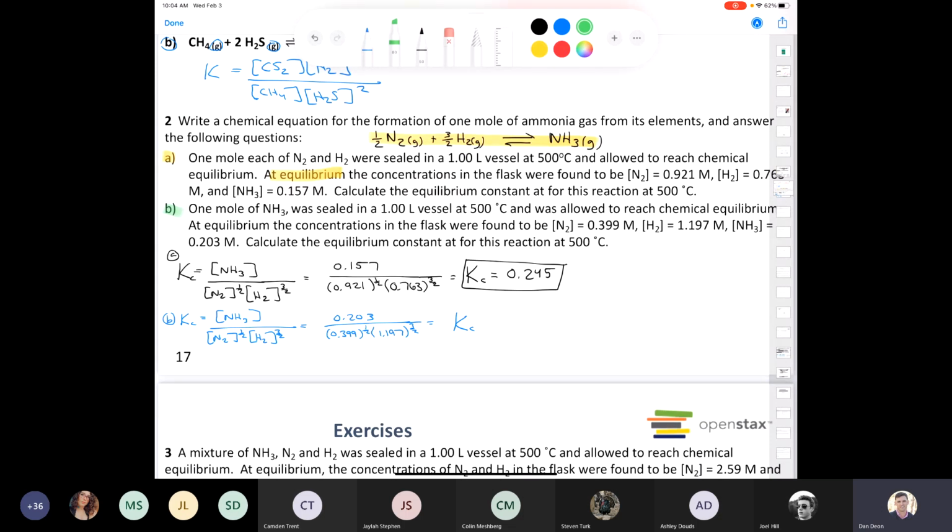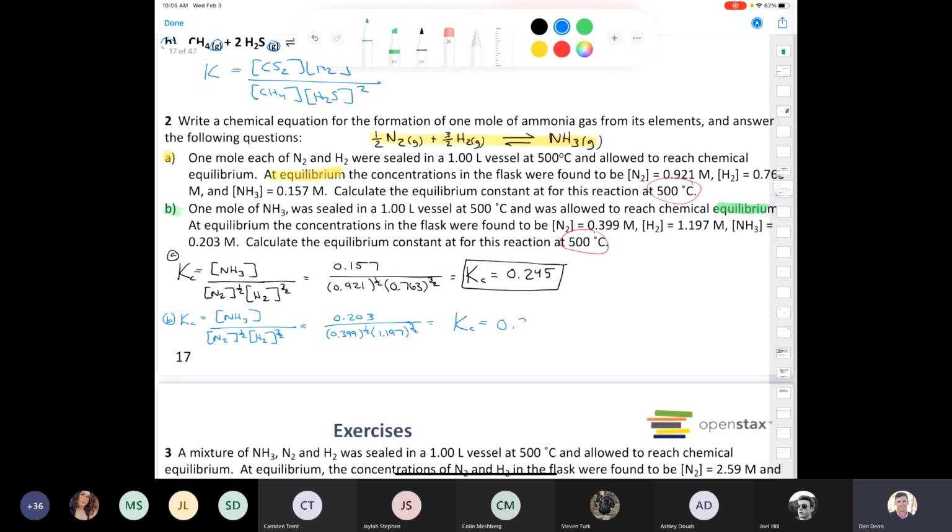It says 1 mole of ammonia was allowed to reach chemical equilibrium. Both reactions are done at 500 degrees Celsius, the exact same temperature. Do I even need to punch this in my calculator? No, not if I did this one correctly. The Kc should be the exact same, because the equilibrium constant is not going to change as long as the temperature remains constant.